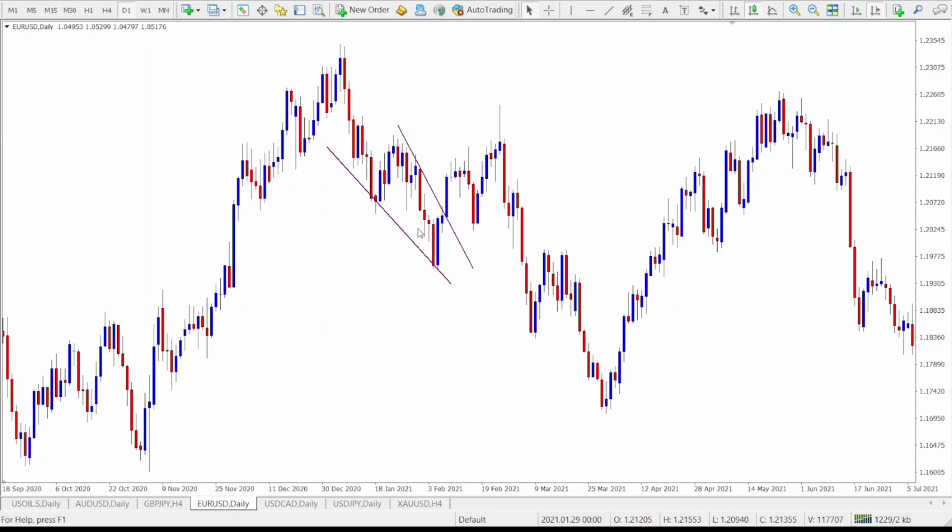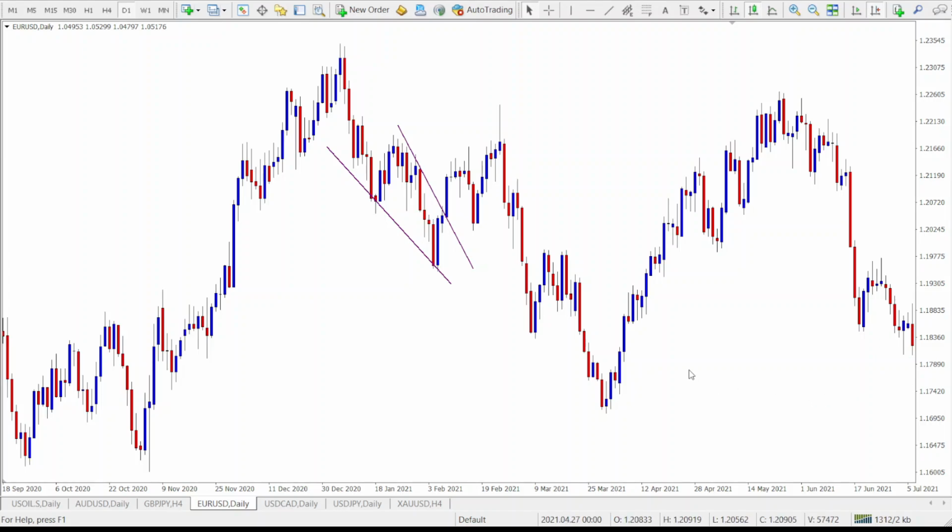So in this situation, we can see that we had two converging trend lines, but they are falling, two falling converging trend lines. They did not exactly get very close to each other. So this is a falling wedge pattern.